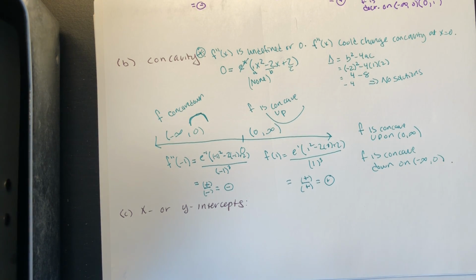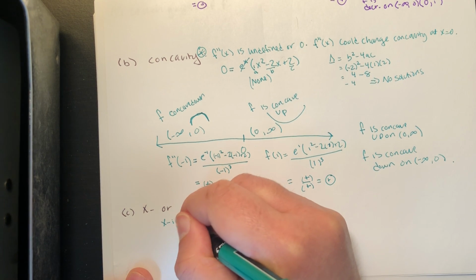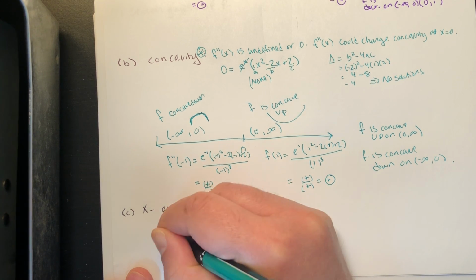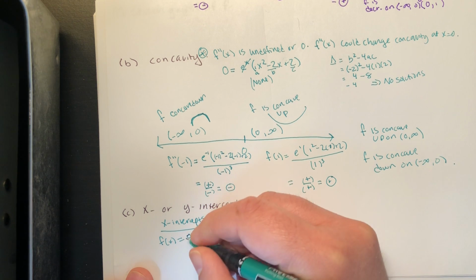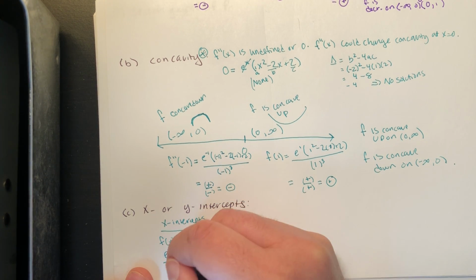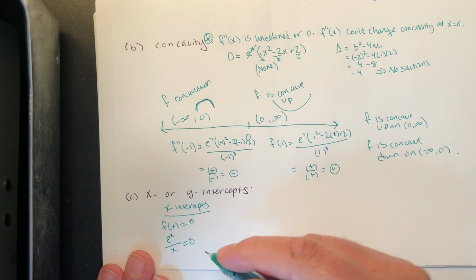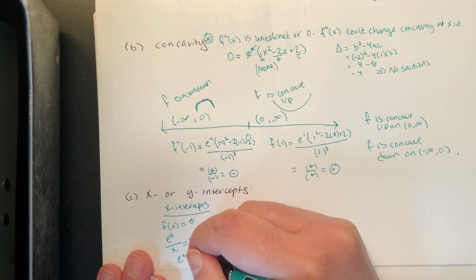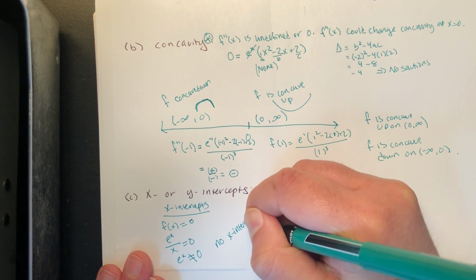Let's start with x or y intercepts. So for x and y intercepts, we need to either set the function equal to 0 or set the x value equal to 0. Right, so for x intercepts, that's where we set the entire function equal to 0 and solve. Well, f of x is the function e to the x over x. That's only going to be equal to 0 when the numerator is equal to 0, but e to the x is never equal to 0, so it has no x-intercepts.